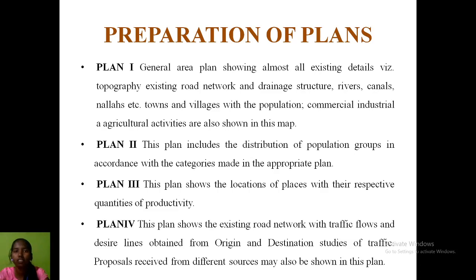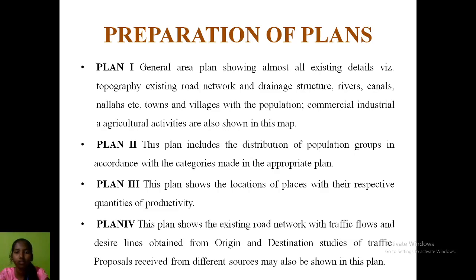And next one is preparation of plans. Preparation of plans includes four types of plans. The first one is plan 1. The general area plan showing almost all existing details like topography, existing road network and drainage structures, rivers, canals, and towns and villages with their population shown in this map. And the second one is plan 2.